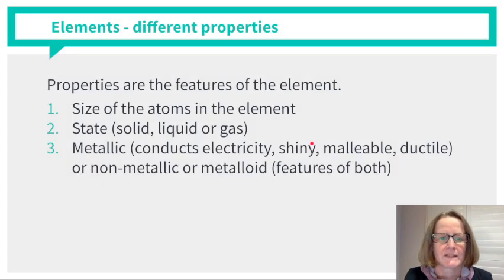A third property, whether something is a metallic or non-metallic or metalloid element. Metals conduct electricity, they are shiny, they are malleable, which means they can be beaten into shape, and they are ductile, which means they can be stretched out into fibres.